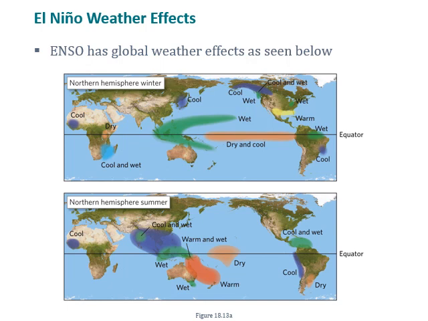So in this picture, we see the effects of the El Nino event, where we get dry and cool weather in western South America and warm and wet conditions in Oceania in the wintertime.